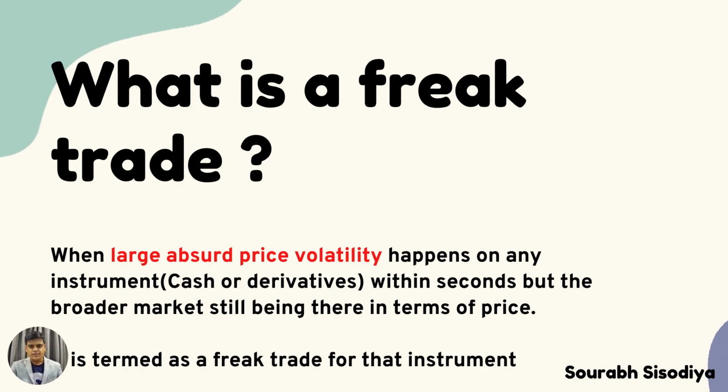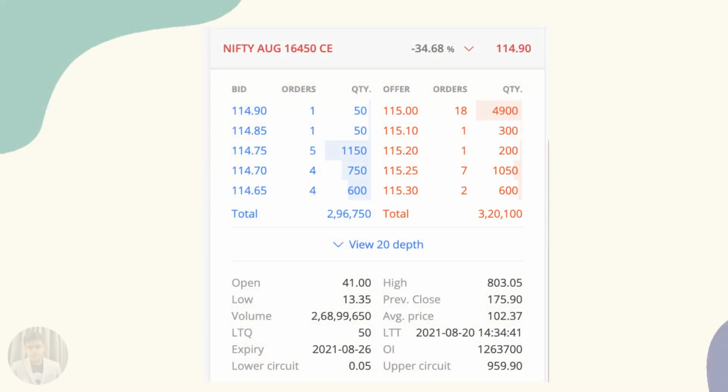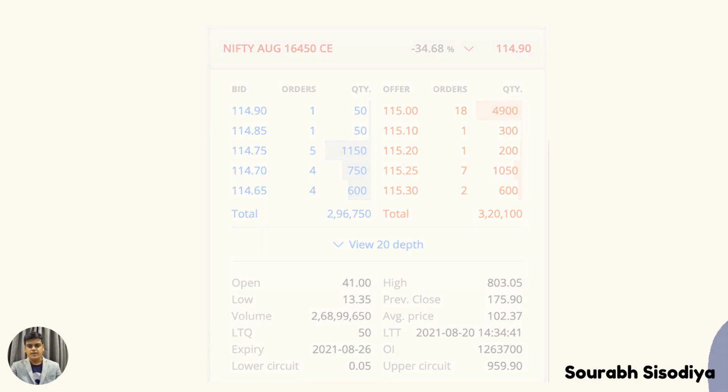So what exactly is a free trade? When large, absurd price volatility happens on any instrument, be it cash or the FNO space, within seconds, but nothing happens to the broader market or the underlying, it is generally known as a free trade. What do I mean by this? Let us take an example of Nifty August 16450 C. You can see that the high made here is 803. At that point of time Nifty did not rally much, but still this option went till 800.